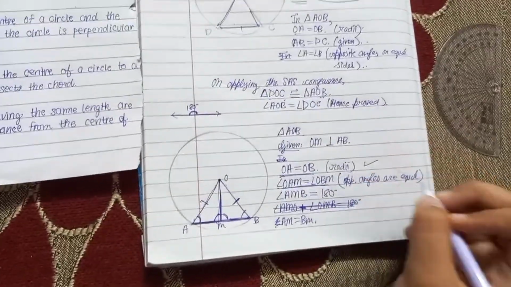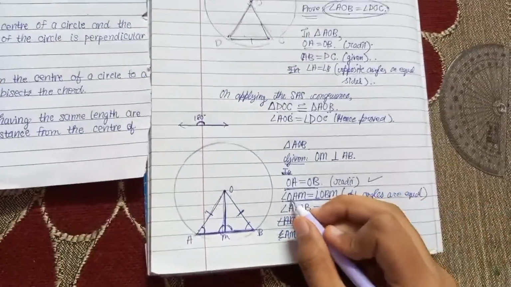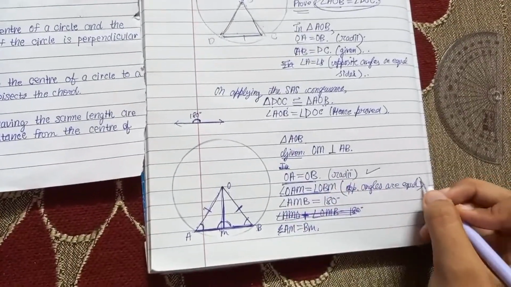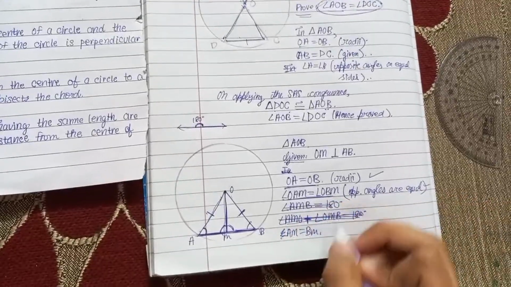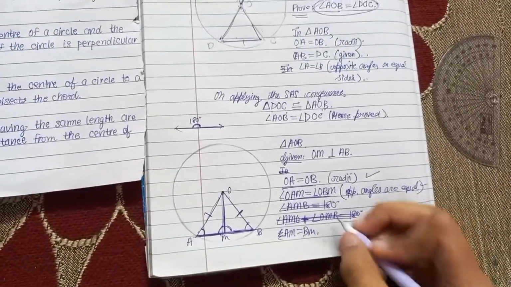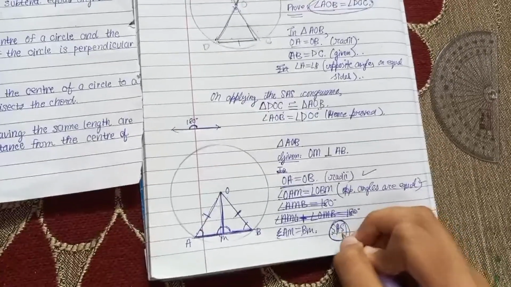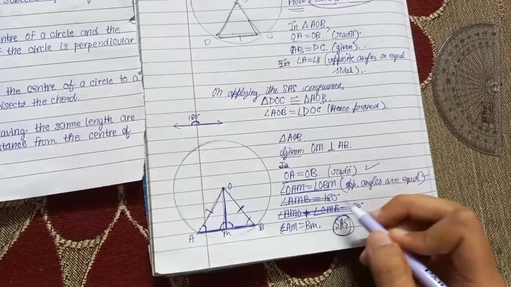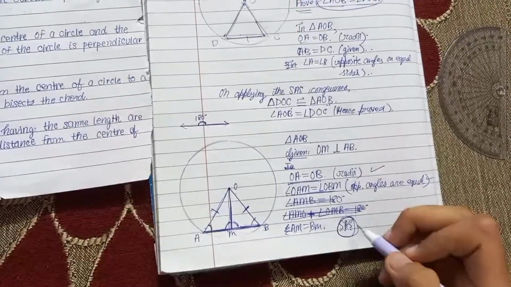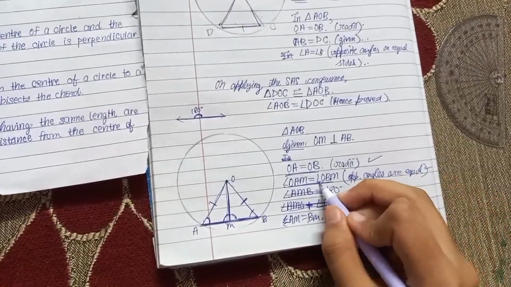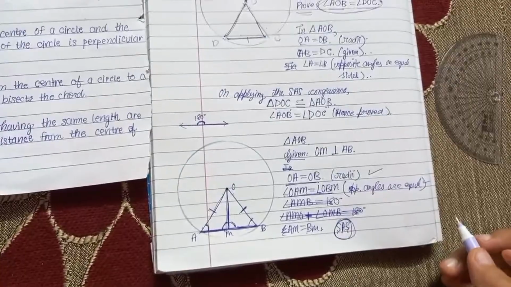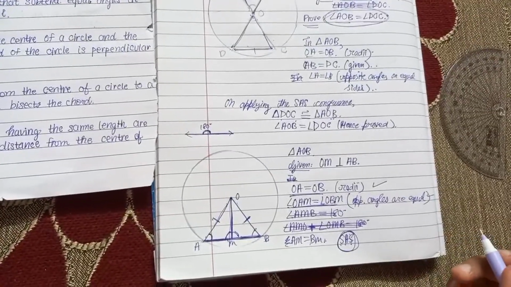OA is equal to OB because they are radii. Angle OAM is equal to angle OBM, opposite angles are equal. AM is equal to BM. By using the SAS congruence, side angle side, we have a side, we have an angle, and we have also one side. We can use the SAS congruence here.